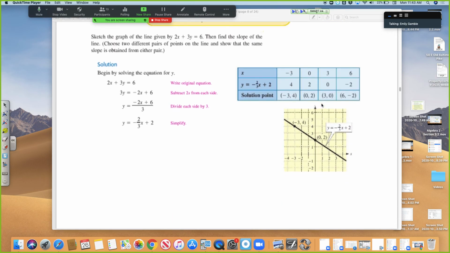The question says, sketch the line 2x plus 3y equals 6. Then find the slope of the line. It says, choose two different pairs of points on the line and show that that same slope is obtained from either pair.